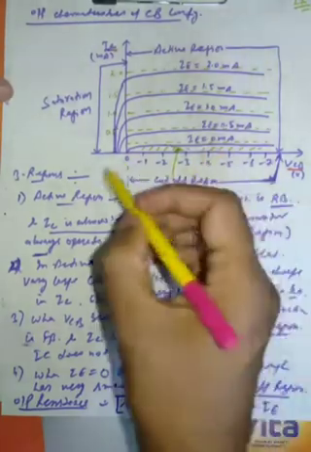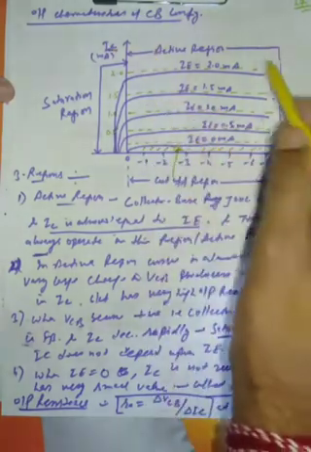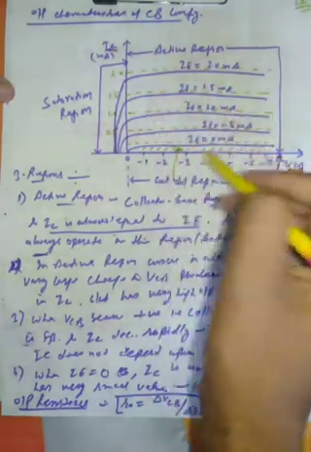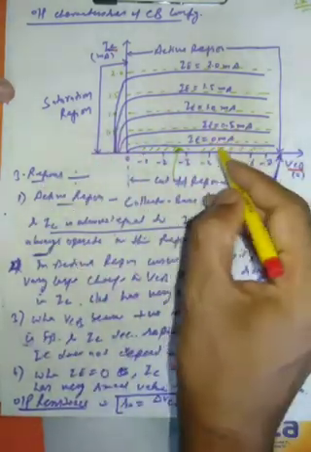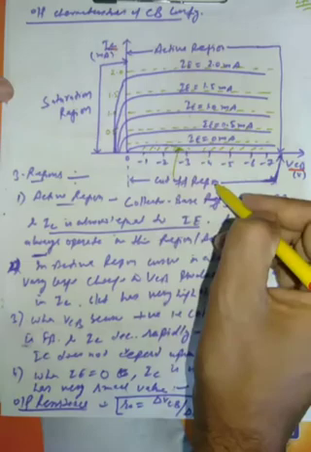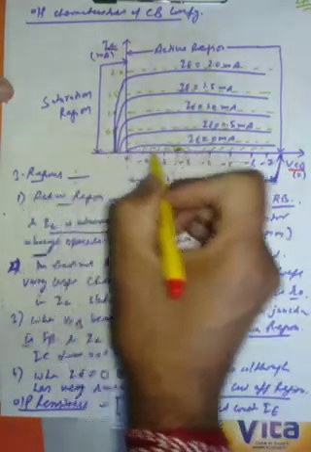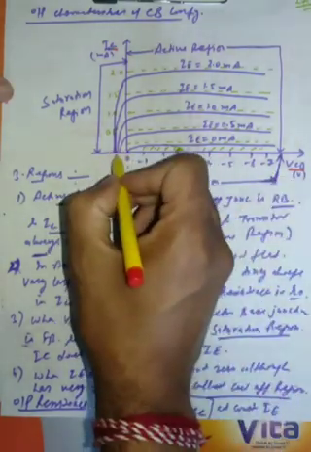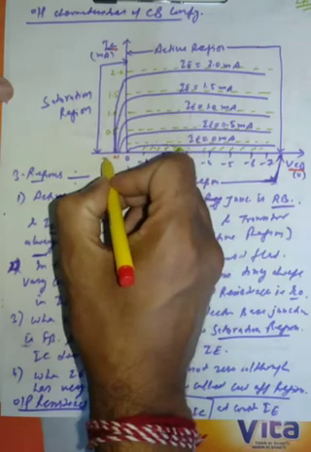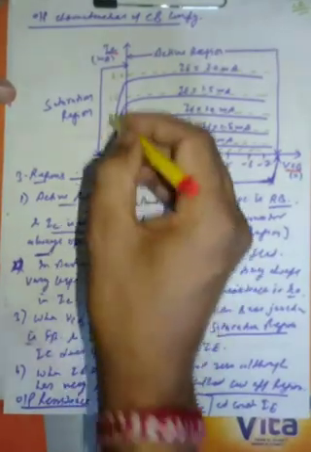There are three regions. The first is the active region, where the transistor operates. This is the cutoff region, when the emitter current is 0. Whenever VCB is in the reverse bias direction, -1, -2, this is the reverse bias. Whenever the voltage is on the positive side, +1, +2, +3, that is forward bias, and this region is known as the saturation region.